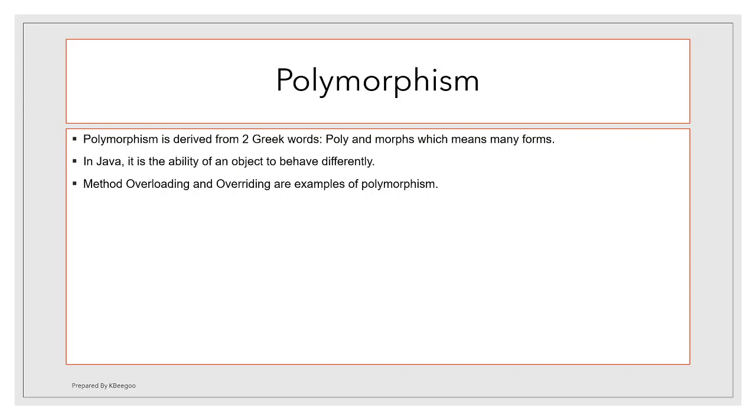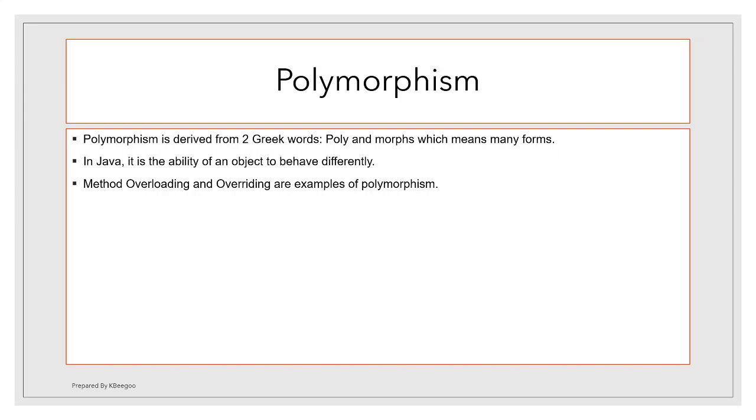For example, in Mauritius, when you enter a class, you'll say bonjour. In UK, you'll say good morning. In Japan, you say ohayo gozaimasu. So three ways of saying it with the same meaning. All three mean the same thing, but the way we do it is different. This is polymorphism.